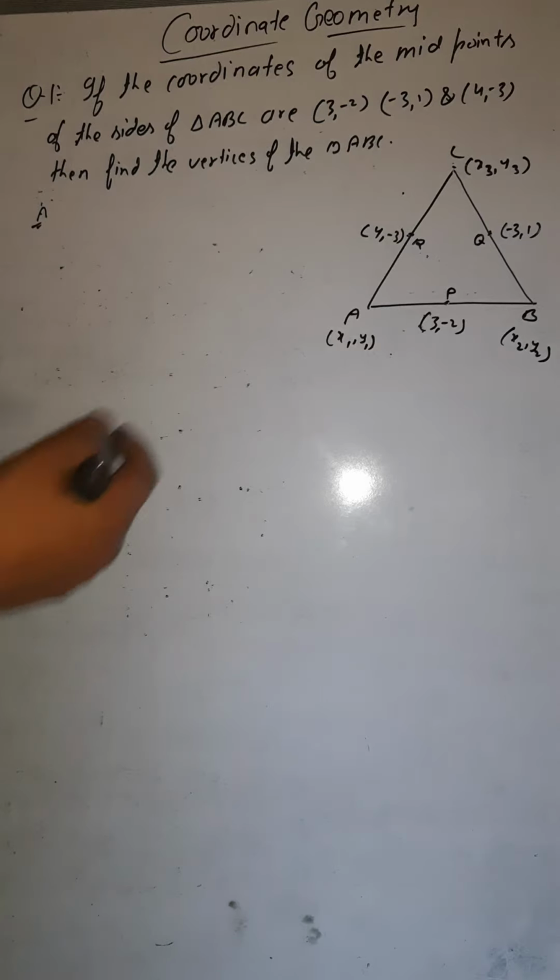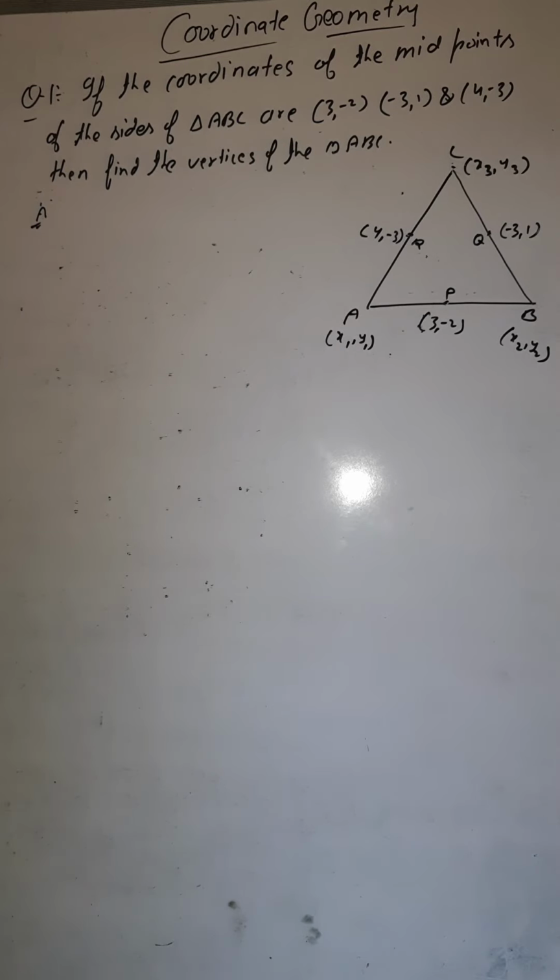Now you know about the midpoint theorem. The midpoint theorem says that the first coordinate of the midpoint would be the sum of the first coordinates of the vertices divided by 2. So 4 would be equal to (x3 plus x1) by 2. Similarly, the second coordinate, -3, would be equal to the sum of the second coordinates divided by 2. So I can make some equations out of that.